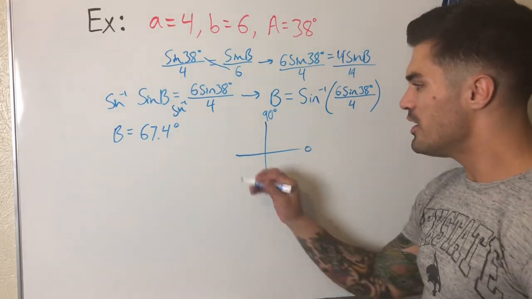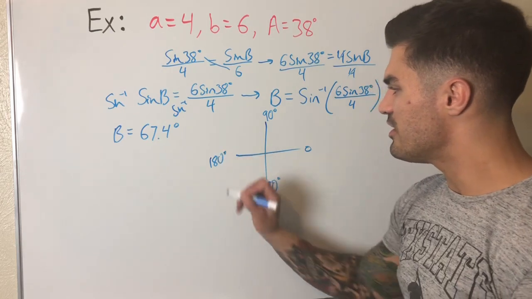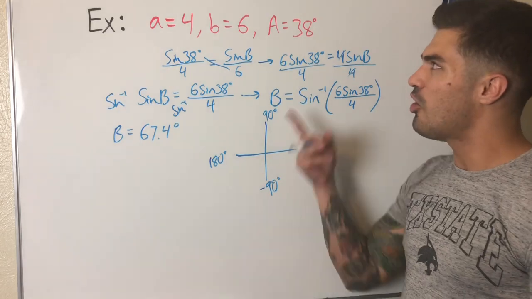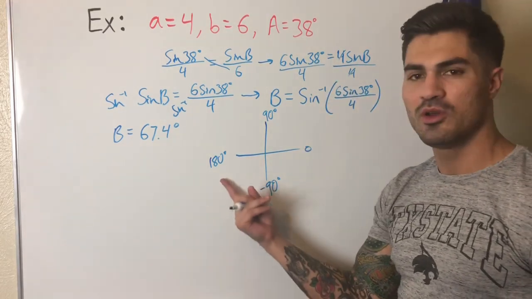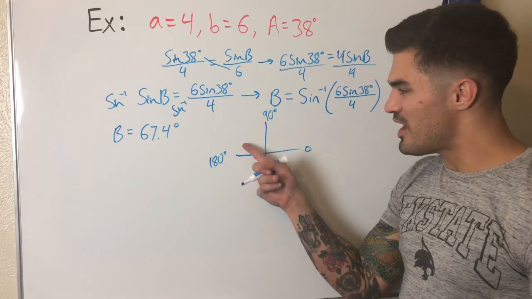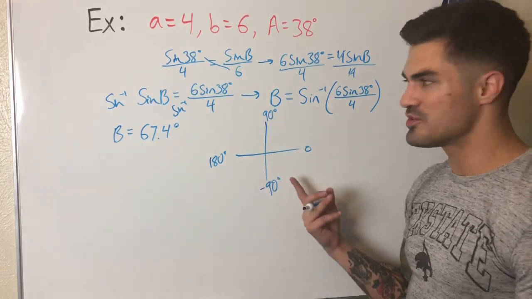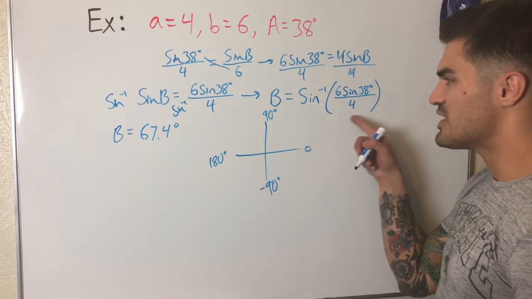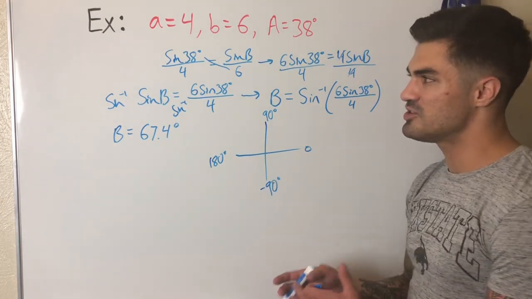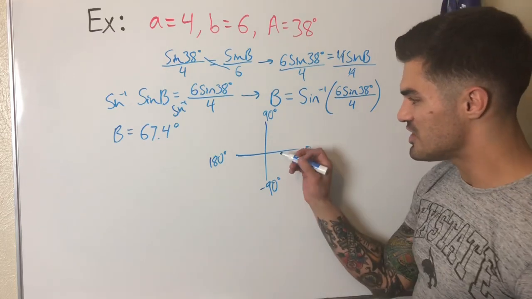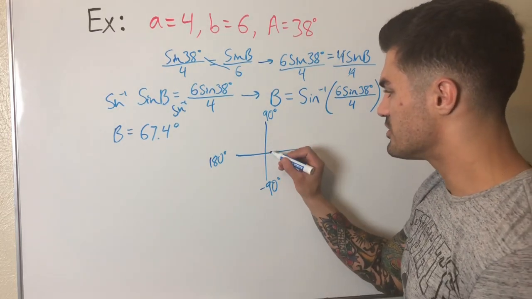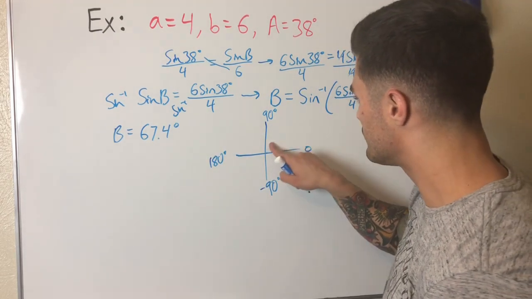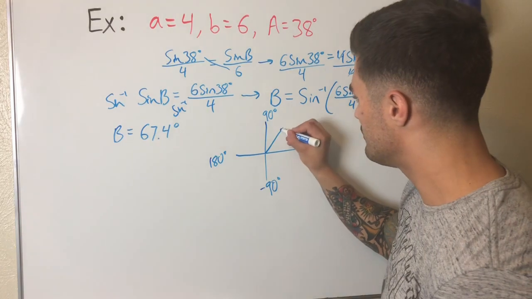But what if an angle that works is between 90 and 180? That's a possibility. All three angles on my triangle have to add up to 180, but that means I could still have a 120 degree angle or something like that that works. So how do I find out? Because again, I'm limited to this range with sine inverse. So I have to find out if there's an angle that works in this second quadrant. So let's see how this works. 67.4, that's about here. Oh, that's terrible, sorry. That's about here.